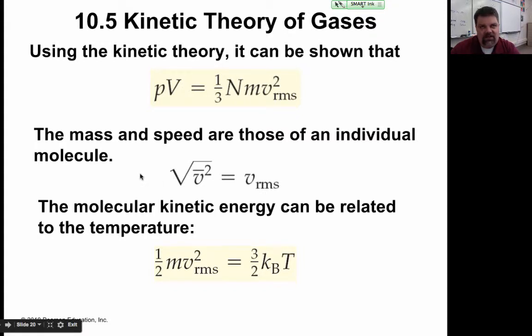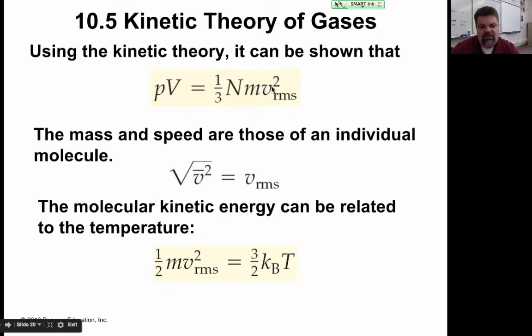Well, not every molecule is going to have the same velocity, okay? So the mass and speed of the individual molecule can be averaged out by squaring the velocity and then taking the square root of it, which we call the velocity RMS. And so the molecular kinetic energy can be related to temperature.